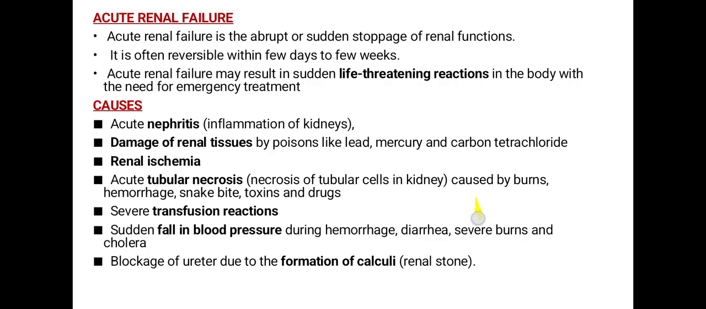First one is acute nephritis. Acute nephritis means inflammation of the kidneys, damage of renal tissue by poisons like lead, mercury, and carbon tetrachloride. Then renal ischemia, acute tubular necrosis. Acute tubular necrosis is caused by burns, hemorrhage, snake bite, toxins, and drugs. Then severe transfusion reactions, sudden fall in blood pressure during hemorrhage, diarrhea, severe burns, and cholera. Blockage of the ureter due to formation of calculi.